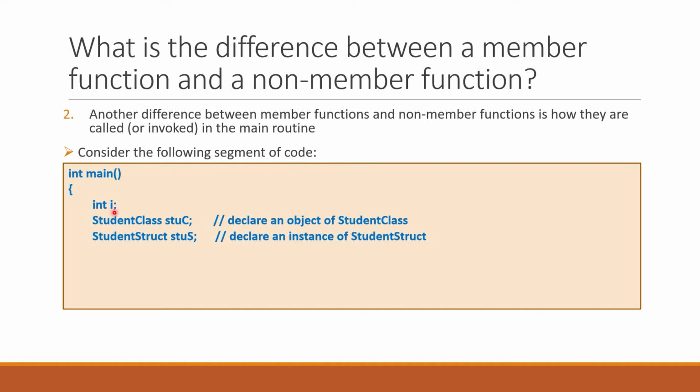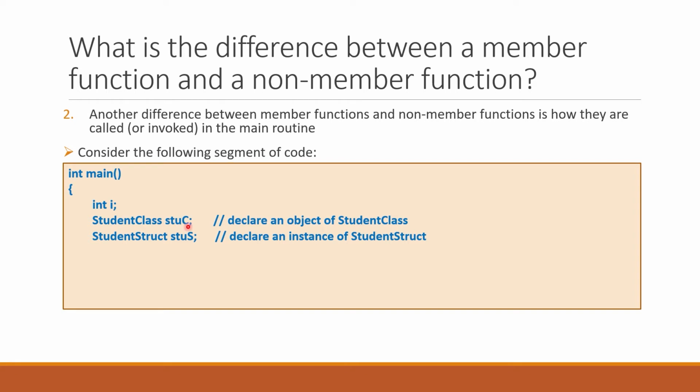We simply say the data type followed by the variable name. And the same goes when we want to declare an object of student class or declare an instance of student struct. We simply say student class stu_c and then student struct stu_s. The data type followed by the name of your variable. Now when we declare an object of student class, remember that a constructor is called. Remember that a special initializer function gets called when this object is created.